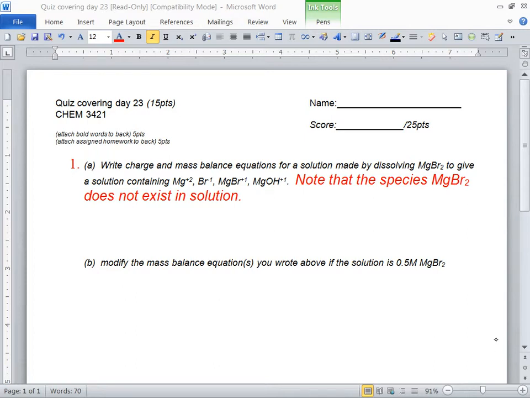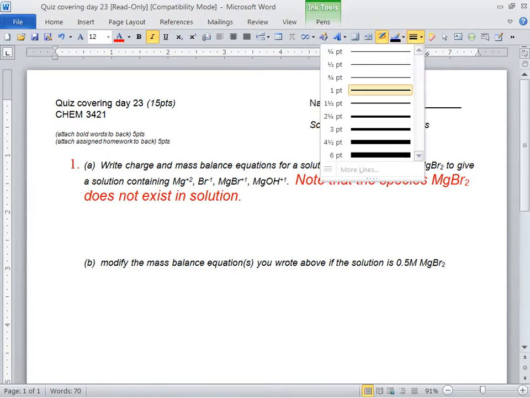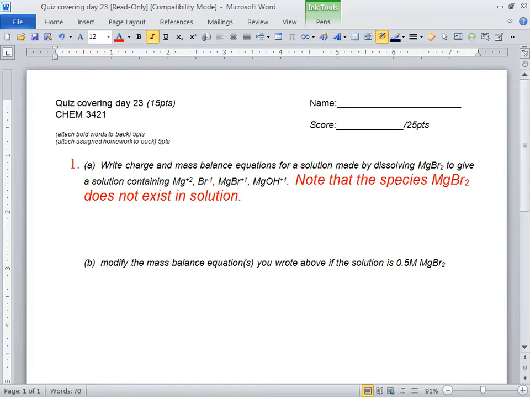It's our review day, but let's start with answering this quiz. Charge balance. Naya, how would you write the charge balance equation here?